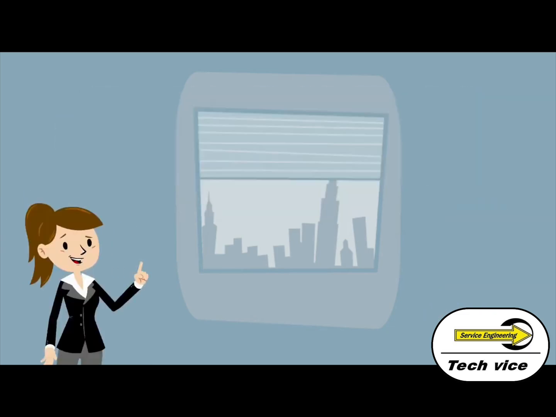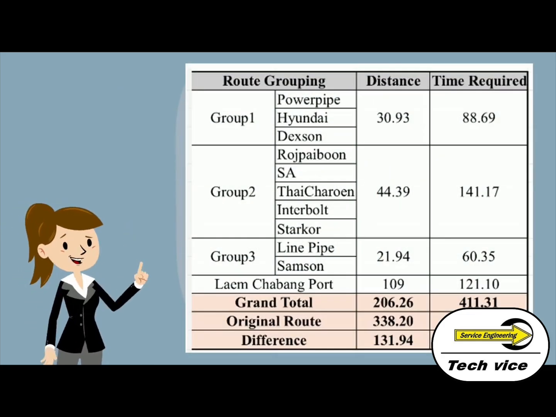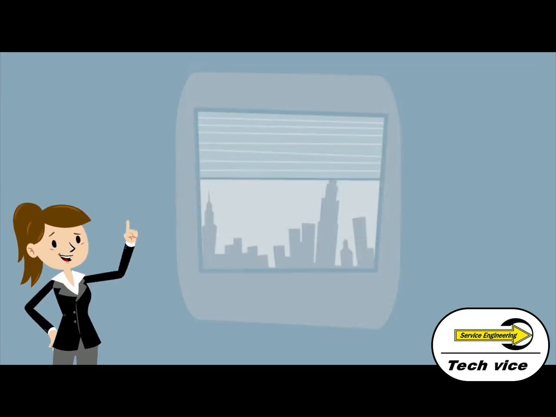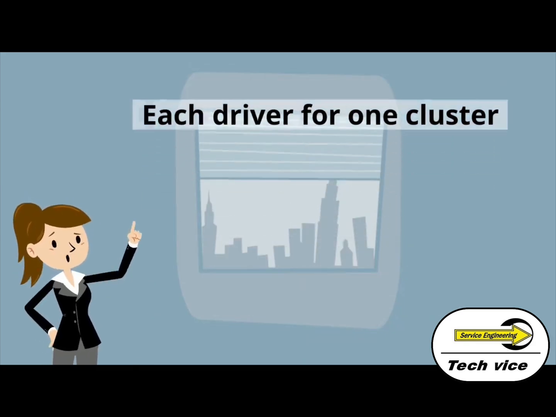To start off, I'm recommending that we group all the customers and vendors into 3 clusters called Group 1, Group 2, and Group 3. The destinations are grouped based on their proximity to each other. Therefore, as we have 3 drivers, each driver will be assigned to 1 cluster.